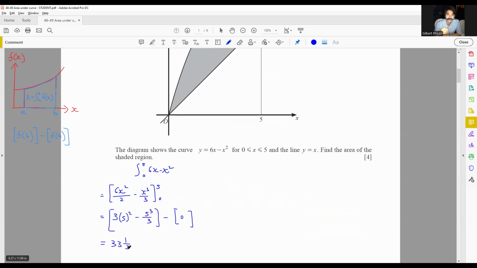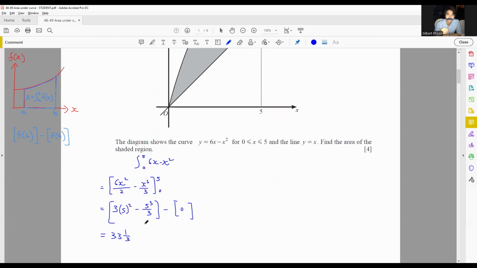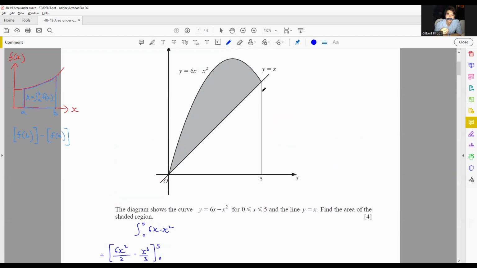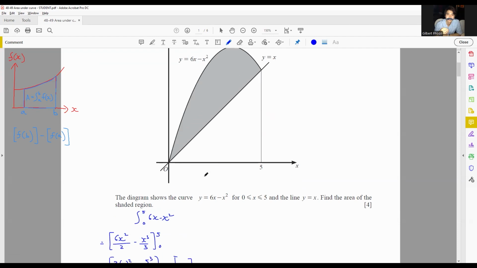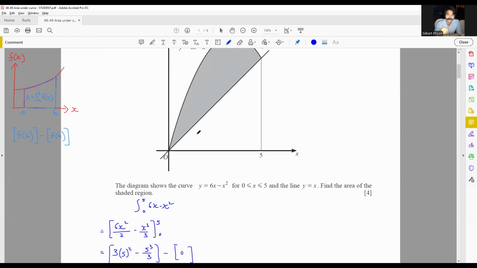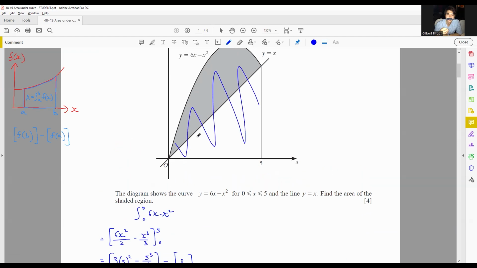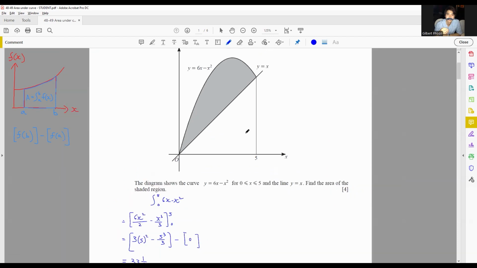For me, I will always leave my answers in fraction because it is the most accurate answer. Right. The next thing we're going to do is find the area under the line, the triangle part here, because this 33 and 1 over 3 is actually the entire region here. We're going to minus off the triangle, and to find the area of the triangle, we need the base and the height. The base is 5, and the height over here, the line y equals x, right? So when x equals 5, y is also equal to 5. Therefore, you have a triangle of base 5, height 5.